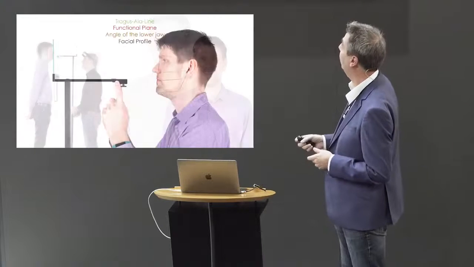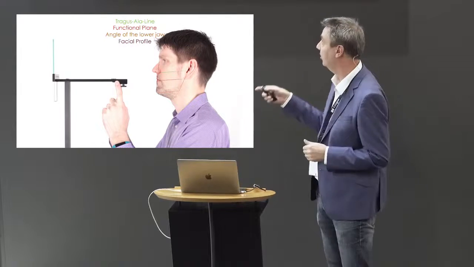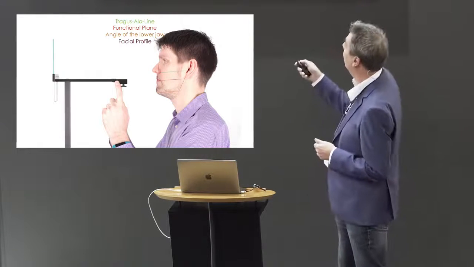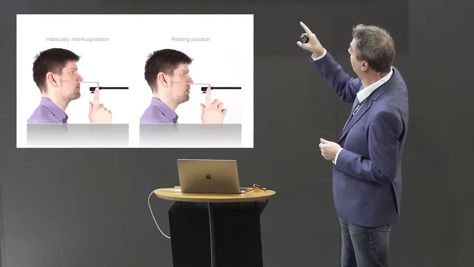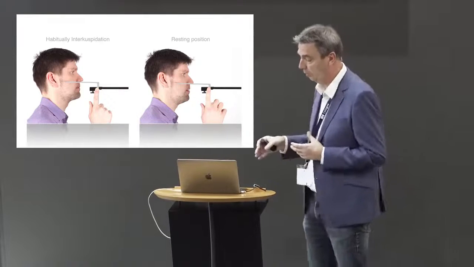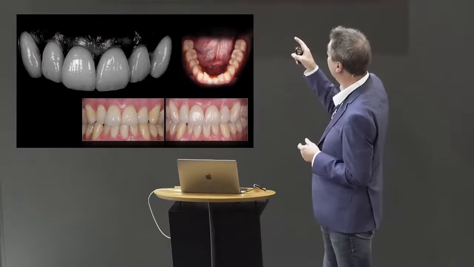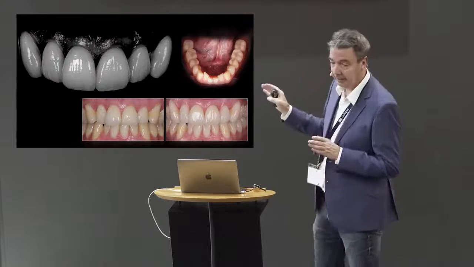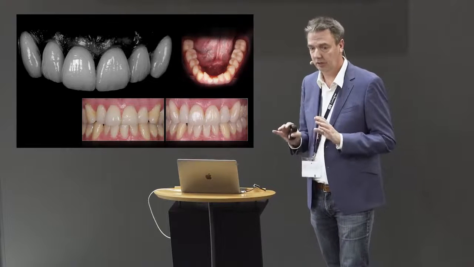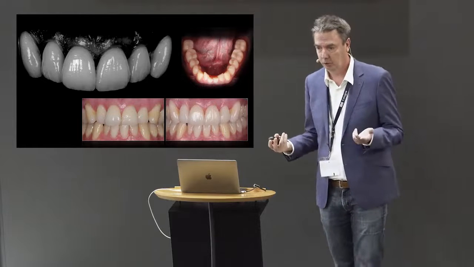And in every case, we always use the plane finder system to measure all the inclinations, to measure the ala-tragus line and everything. And what you can see here, we have a huge difference between the intercuspidation and the relaxing position. More important, before and after, as you can see, this case was done without any preparation. We didn't touch the tooth structure, with one exception back here because the patient had 2 crowns.